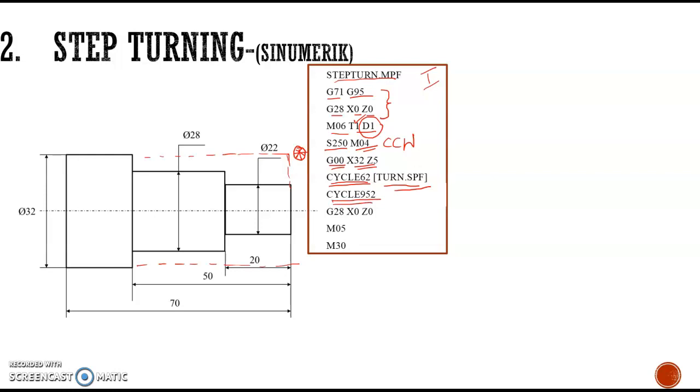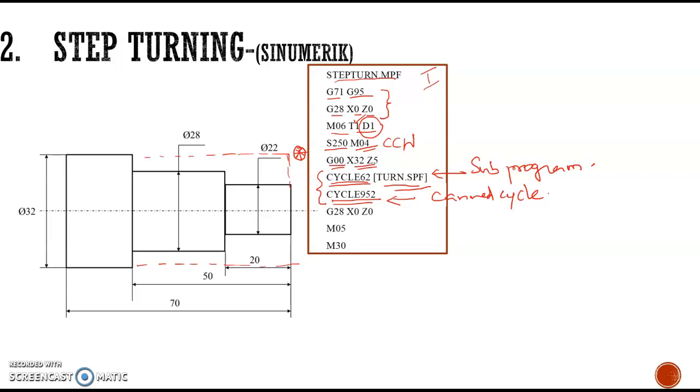Next line is cycle 952. We know that this is a material removal cycle, a canned cycle, and this is a subprogram. So both are actually used in this program. We use this canned cycle to provide the metal removal cycle in order to avoid a large number of lines. After executing these two blocks, we will finish the step turning operation.